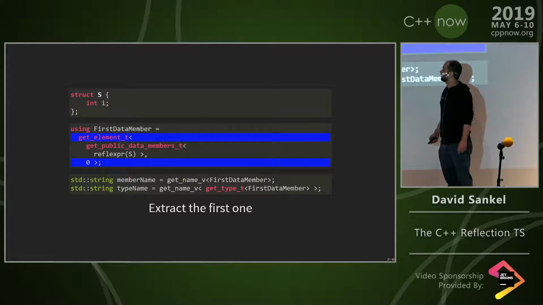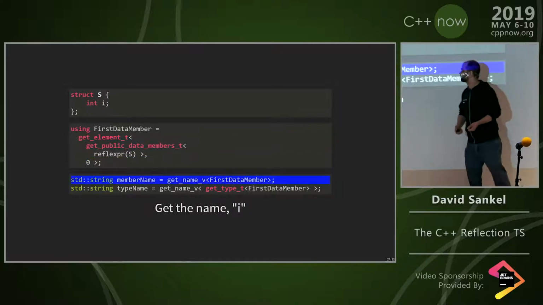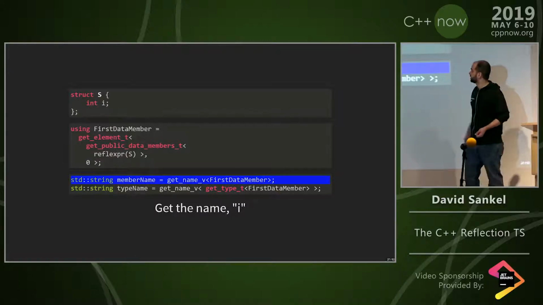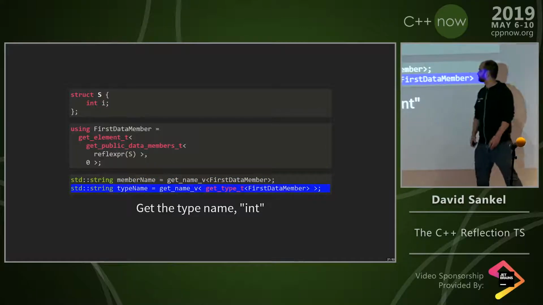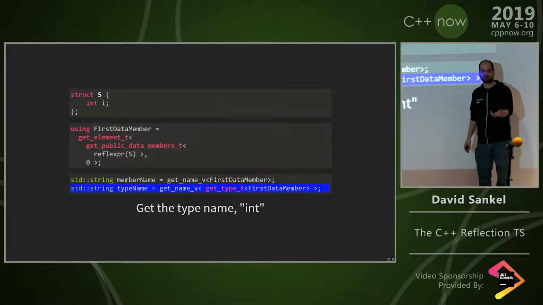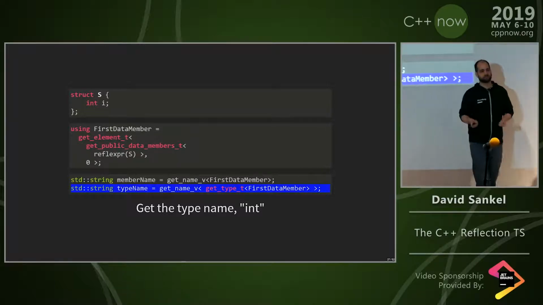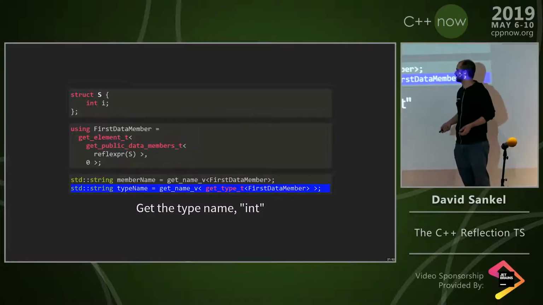And then we have a meta object referring to the first data member. We can get the name of that first data member. So in this case, member name is going to be equal to the string i. Data members also have types. So I can say, give me the type. Now I have a meta object referring to the type of that data member. And then I can say, give me the name of that type, and that would be int. See how we're just pulling this information out? It's pretty straightforward. We're just calling functions in a nested way.